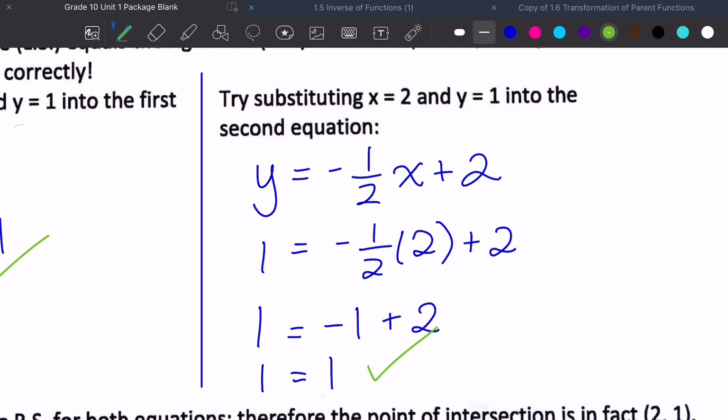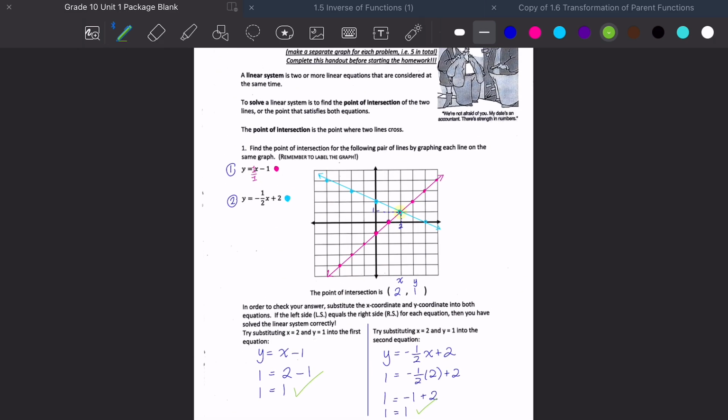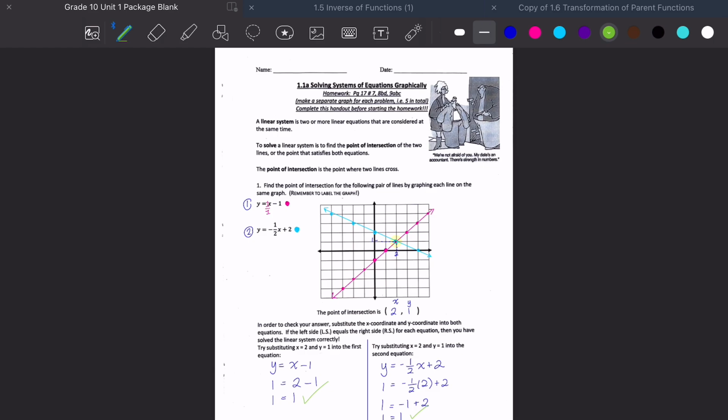If we got, for example, 1 is equal to 2, where it does not add up, left side does not equal right side, then that's not the point of intersection, and we did something wrong in graphing. So that can always be a way to help you verify if you did the slopes right, because it should equal the same. Coolio? Am I good to flip?